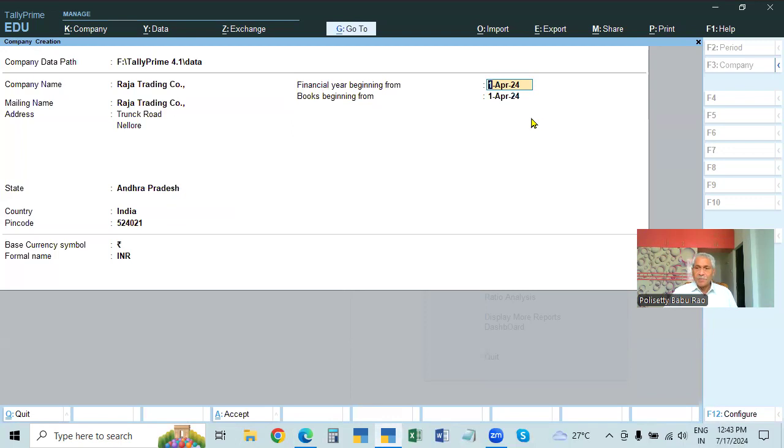You need not go to the end. Till the end you cannot press enter, except at the end. Here itself you can save with Control A. If you press Control A, it is saved, and you will go to the company features.